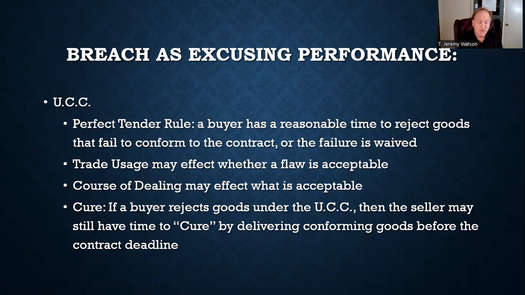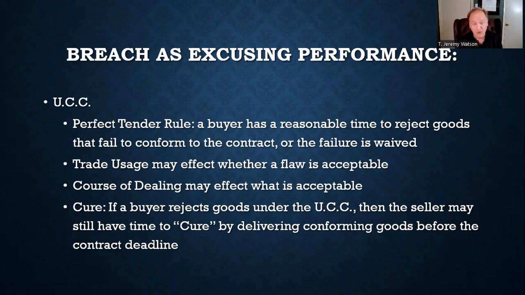And the UCC's perfect performance rule says that if a buyer doesn't make perfect tender, okay, then as long as the deadline on the contract hasn't expired, then the buyer has a reasonable time to either accept or reject the goods for that failure, okay? They have a reasonable time to review the goods and to either accept or reject them, all right? But if they don't reject them, then they will be deemed to be acceptable, all right?